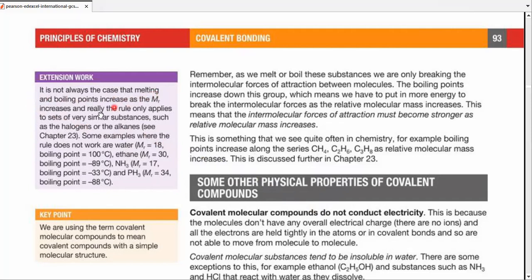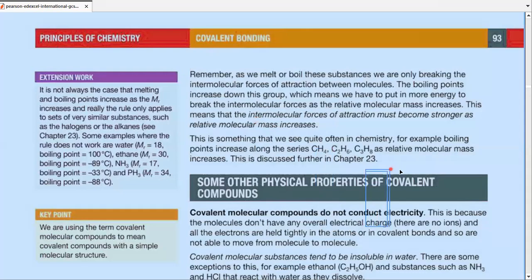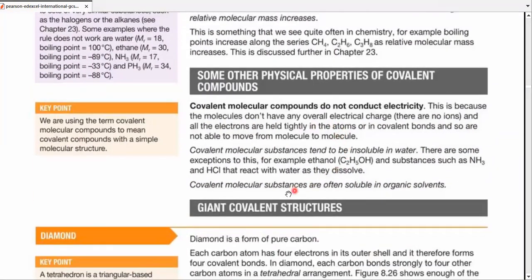Now, it is not always the case that melting point and boiling point increase as the Mr increases, and really the rule only applies to sets of very similar substances such as halogens or alkanes, like the ones we discussed over here. Some examples where these rules don't work are water, ammonia, and phosphine PH3. And you would see that they are very different. And instead of a boiling point increase, there is a random decrease. So this only goes with similar substances, not with the entire periodic table or anything like that.